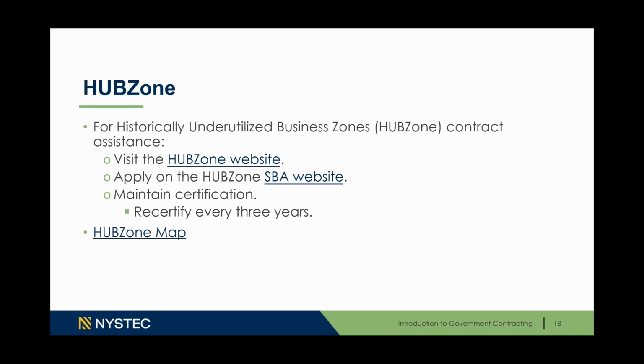Sometimes it's just by a map area. Sometimes it's a full county. But those HUBZones basically allow a business to have set-asides, and there's also what's called a 10% price evaluation preference for HUBZone set-aside contracts.